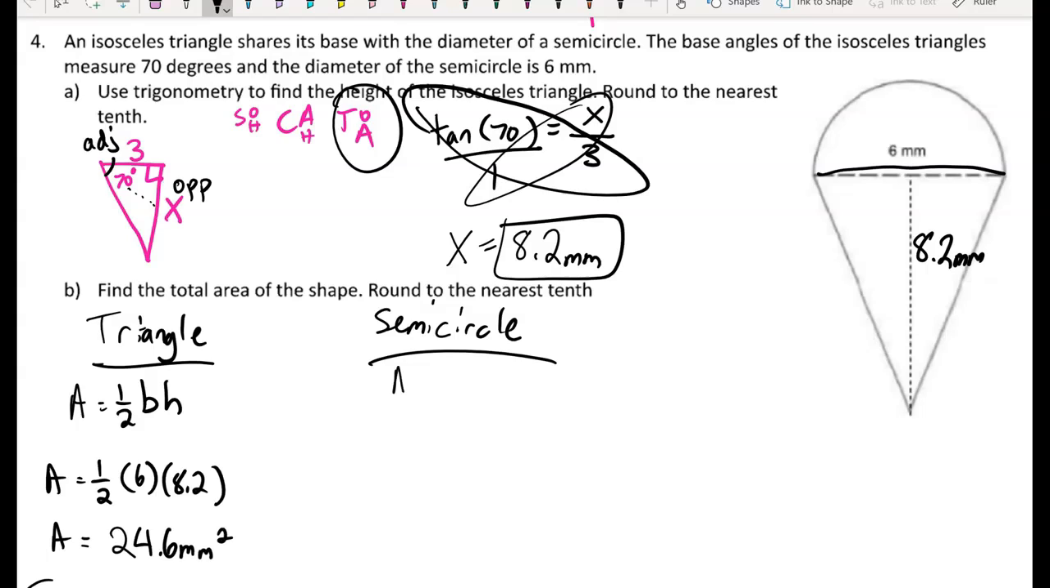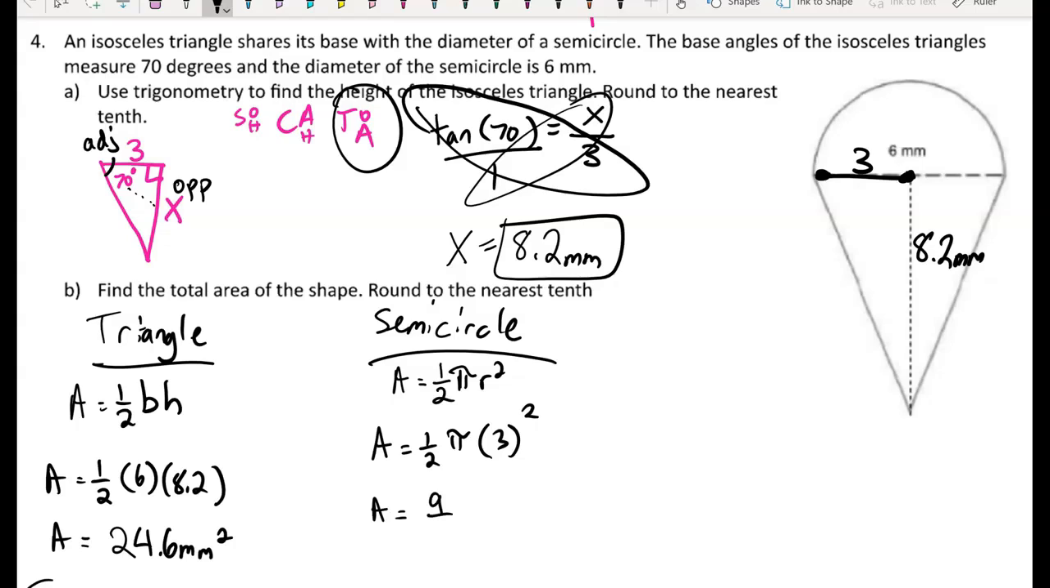For the semicircle, that's just half of a circle. So I know pi r squared would get me the area of a full circle, so if I multiply that by 1/2, I'd get the semicircle area. The only thing you need to identify is the radius, and if the diameter is 6, the radius would just be half of that, or 3 millimeters. So when I substitute in, I find that the area of my semicircle is just 9 over 2 pi.